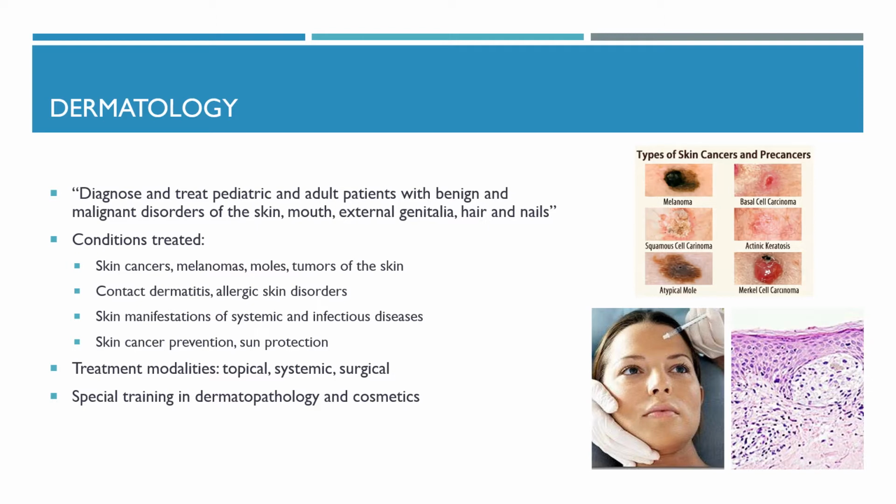So some examples of those are, of course, skin cancers are a big one within dermatology, and that includes things like melanoma, squamous cell, basal cell, and then as well as atypical moles or other benign moles or tumors of the skin. And you'll see some pictures of these skin cancers on the right-hand side of the slide. Some other really common conditions are things like eczema, psoriasis, contact dermatitis, other allergic skin disorders. And then you'll also see a lot of different skin manifestations of both systemic and infectious diseases. And then educating your patients on things like skin cancer prevention and sun protection is a really big part of dermatology as well.